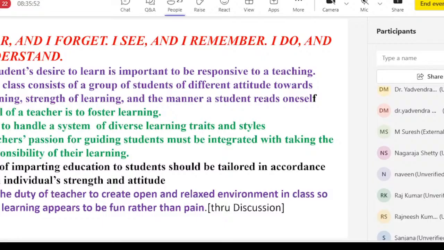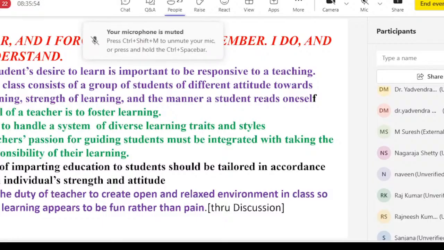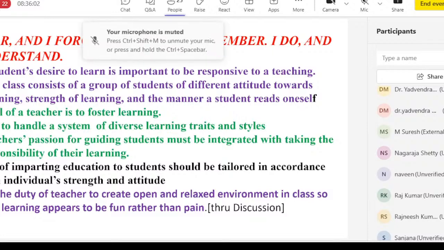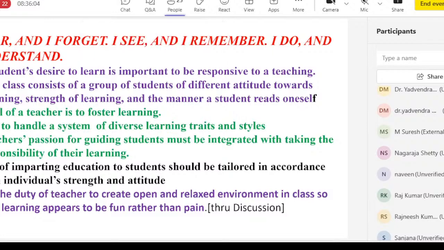Now, as I said, the act of imparting education to any particular student must be in accordance with the individual strength and attitude. So what is the student's attitude? What is his strength? And then you set your way. It's a duty, as I said, to create an open and relaxed environment.